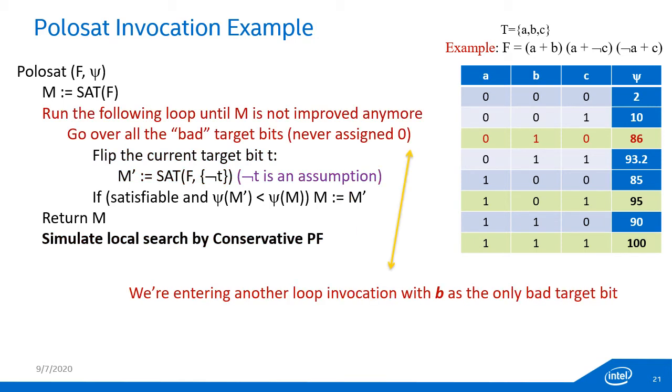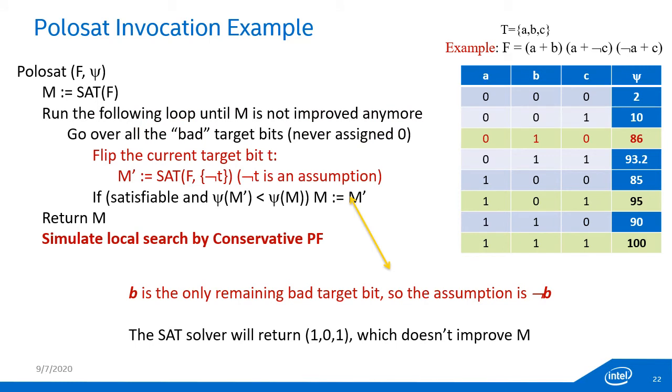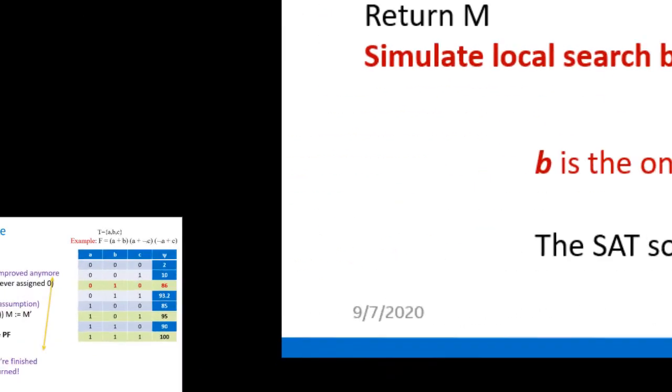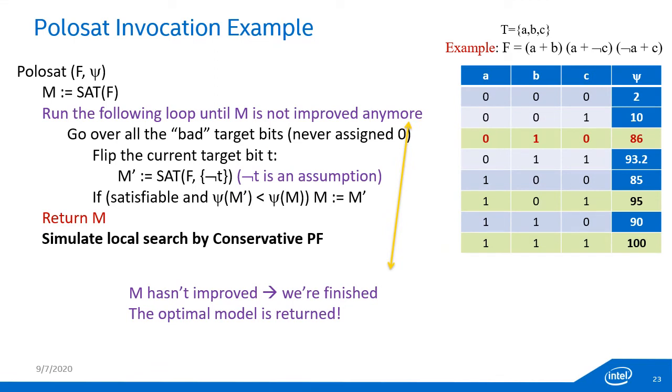Then the algorithm goes to the next iteration of the loop. The only remaining bad target bit is B, because it has never been assigned 0 in any model. The next iteration of the loop flips B, and then it finds the model 101 again, because that's the only model in which B is flipped. And that model does not improve M, does not improve the best model so far. So it goes to the next iteration of the loop, but it does not enter it because M hasn't been improved, the optimal model has been found, and we are done. So we are done here with our example.